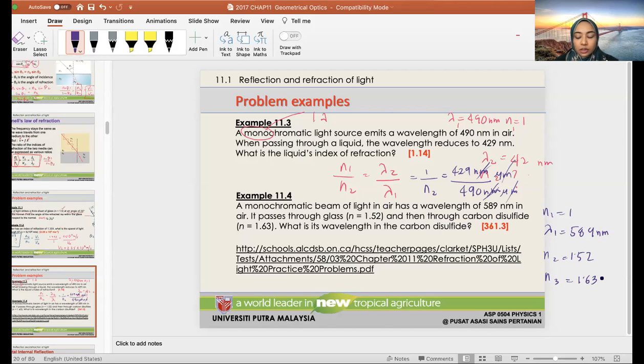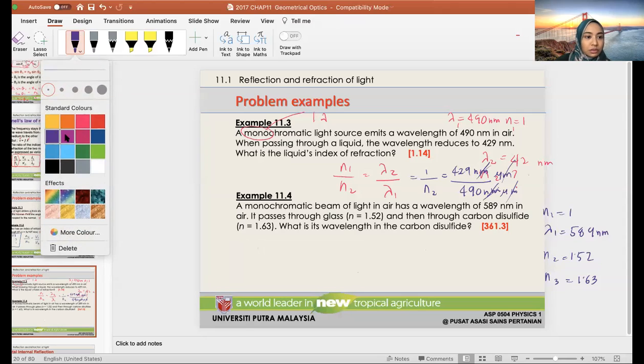Okay, so how do we do this question? Can anyone tell me? Do we have the ratio? Yes, we do have the ratio. How do we use the ratio? Anyone? No one?